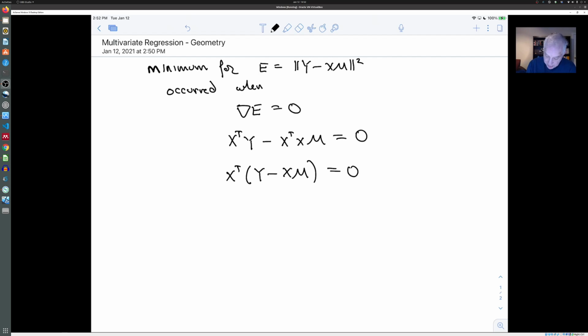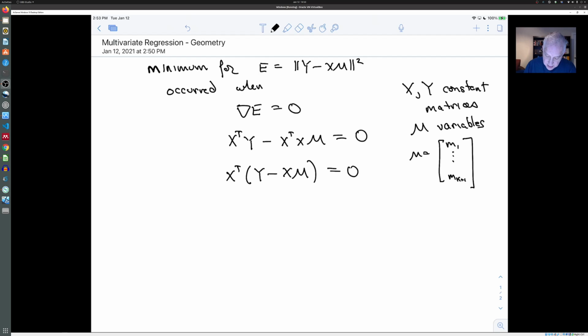And let me just remind you here maybe one more time that x and y here are constant matrices that come from the data. And m is the variables. It's got k plus 1 entries. And x, to keep hammering this home, is n by k plus 1, and it's the data matrix, and y is the target. It's the observed variable.